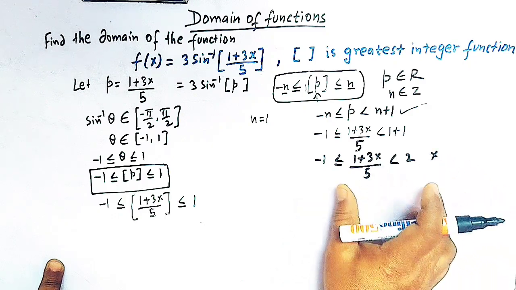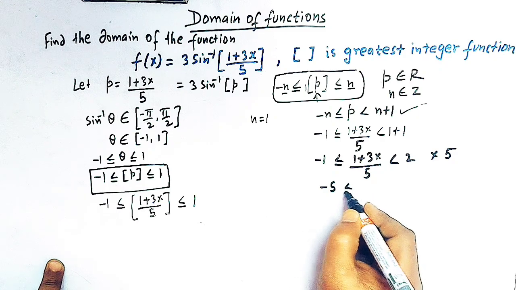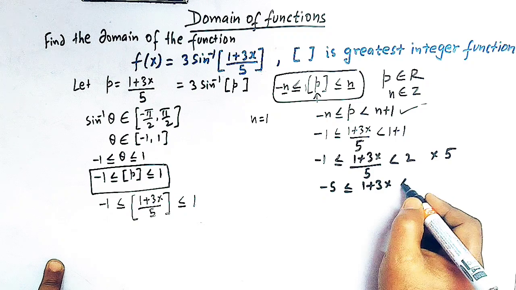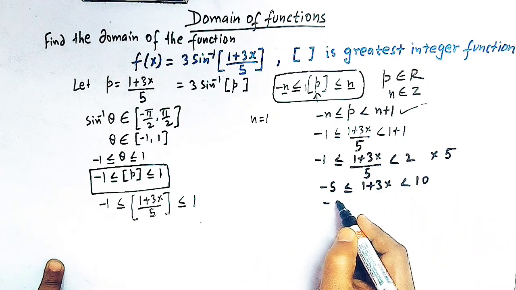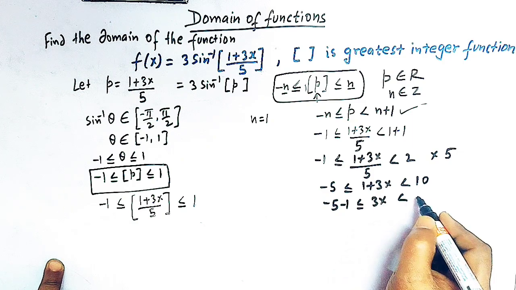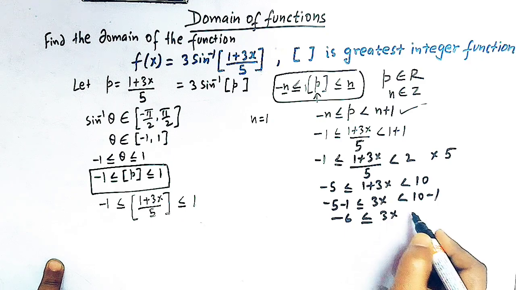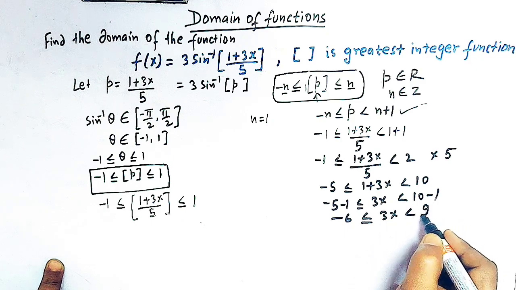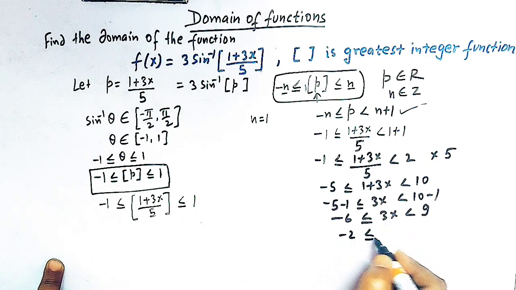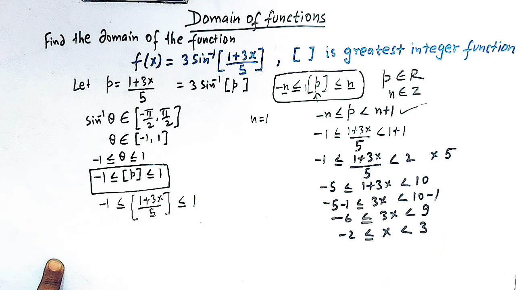Let us now multiply throughout by 5. So we have minus 5, then 1 plus 3x, where the 5 and 5 get cancelled, and here we have 10. Let us subtract 1 throughout. We have 3x in the middle, and here we have 10 minus 1, so this is minus 6 on the left and 9 on the right. Now let us divide throughout by 3. So we have minus 2, then simply x, and here we have 3.